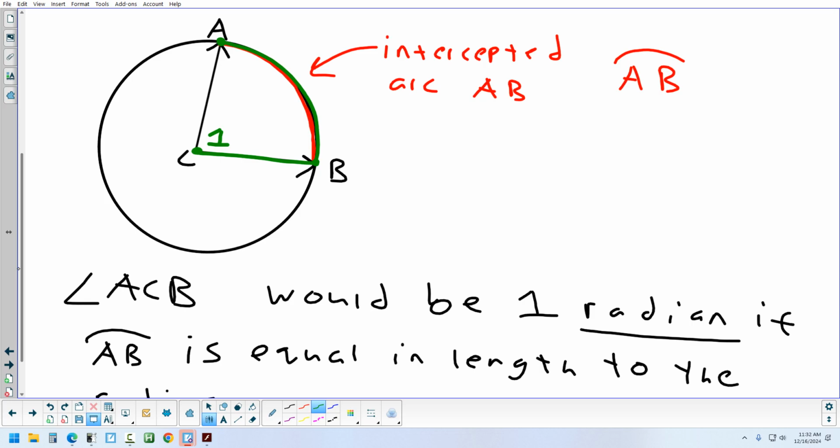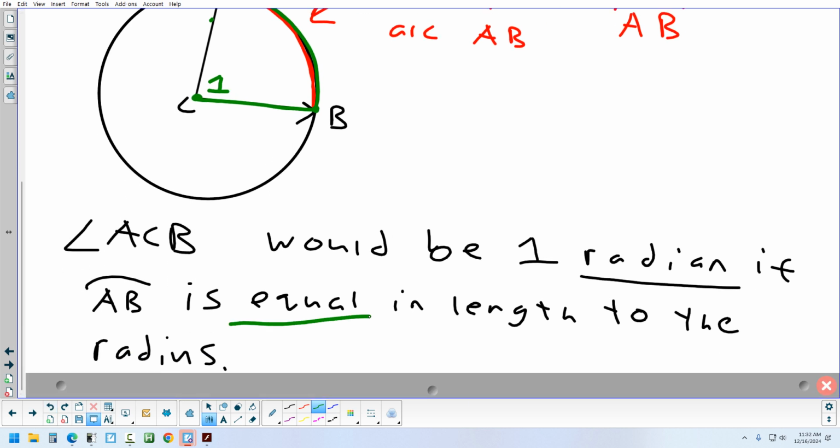If that angle is more than 1 radian, then that arc will be bigger than the radius, which I think you can actually see in that picture. I think that angle is probably like 1.2 radian. It's a little bit bigger than 1 radian. So if you were to actually measure that arc, it would come out bigger than line segment CB. If that angle is smaller than 1 radian, then that arc will come out smaller than the radius. It's only if the angle is exactly 1 radian that the arc and the radius are equal.